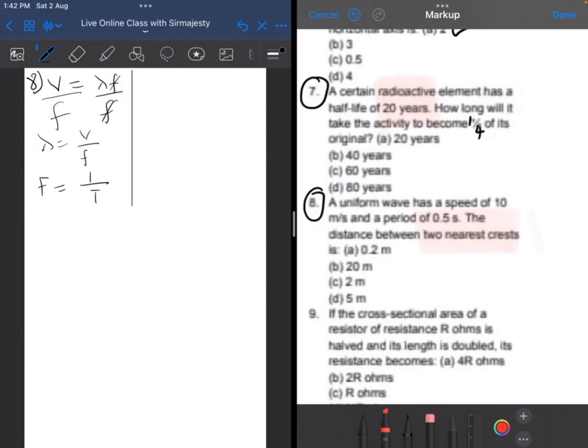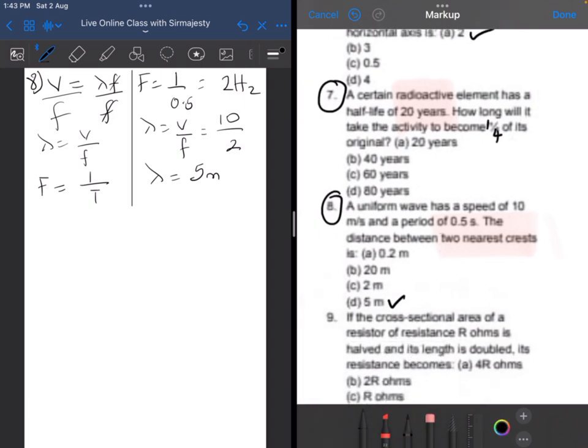So our frequency will be 1 over period. What's our period here? 0.5. So our frequency is 2, because 1 divided by 0.5 is 2 hertz. Substituting back into the formula, lambda is equal to V over f, and our V is 10, so 10 over 2. Therefore, our lambda is 5 meters. So the answer here is D, 5 meters.